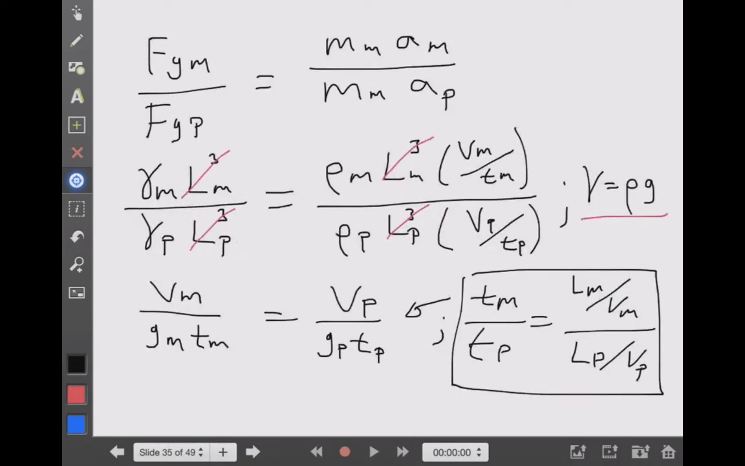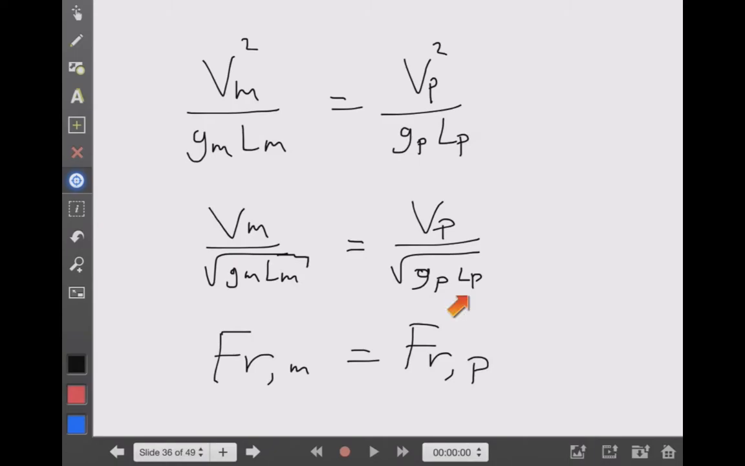If we know that ratio, what we want in our prototype when we actually build the thing, and what we want to scale down into the lab, and we know what velocity we want going over the structure, then that's going to tell us what the velocity in the lab needs to be in order to simulate the actual prototype situation. So that is the power of similitude.